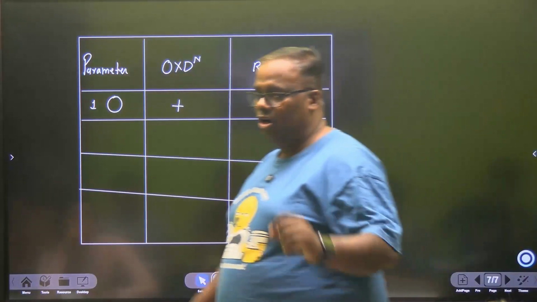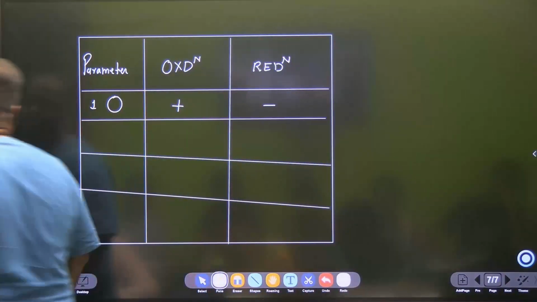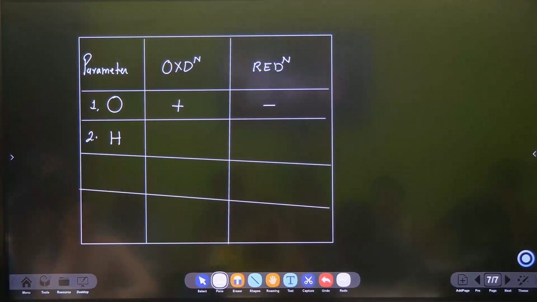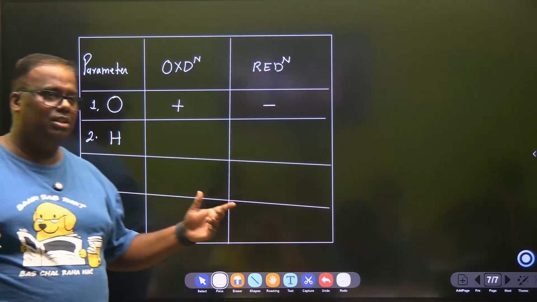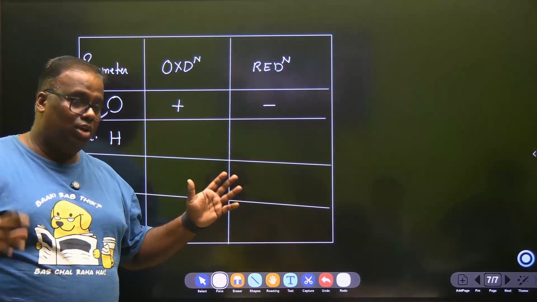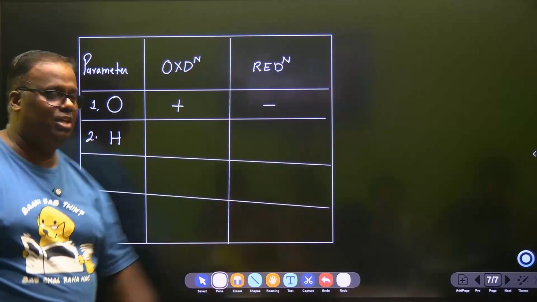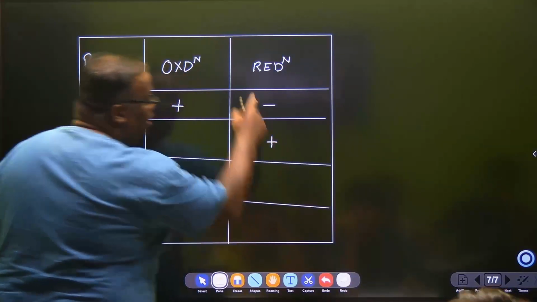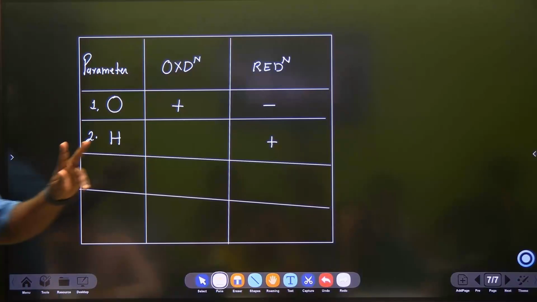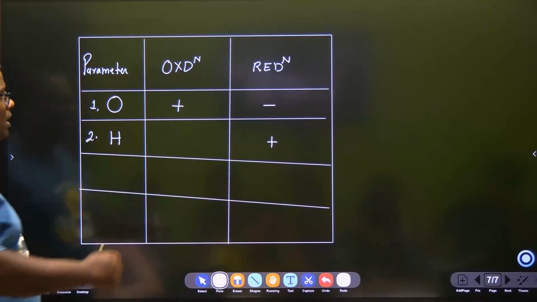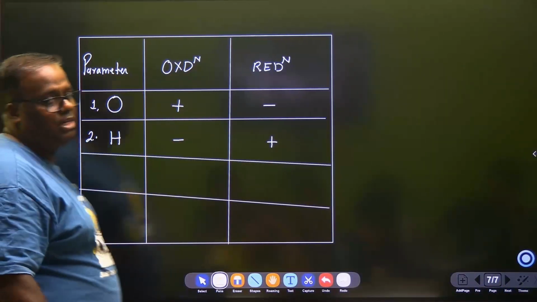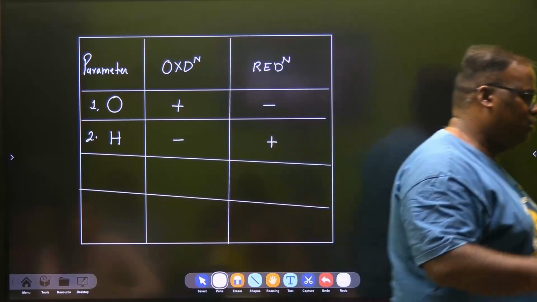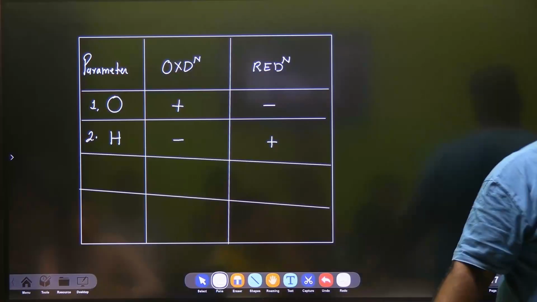Okay. Oxygen's exact counter item will be hydrogen. Hydrogen is just the opposite. If one is sweet, the other is bitter. So if oxygen's addition is oxidation, then hydrogen's addition will be reduction. Hydrogen and oxygen are just opposite. And similarly, hydrogen's removal will be considered as oxidation. This is how your book teaches you, whether you follow NCERT or your school.